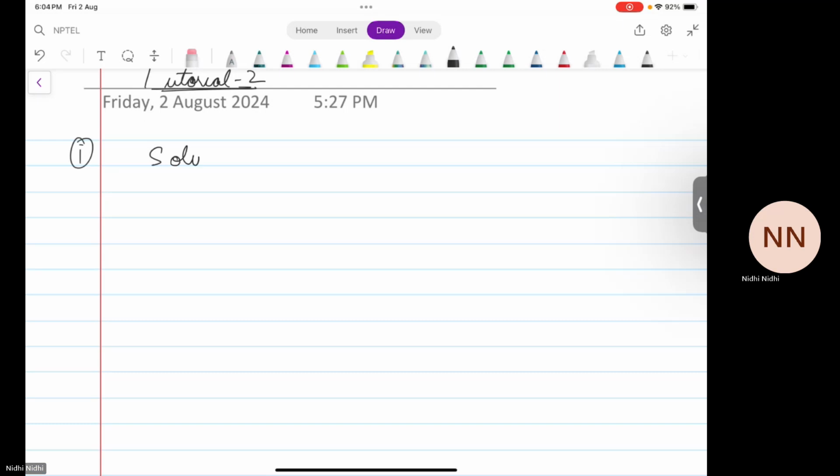Solve dy by dx minus y tangent x equals to 0.